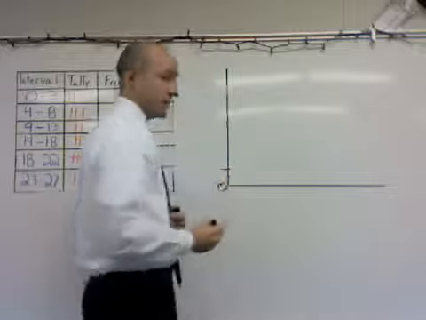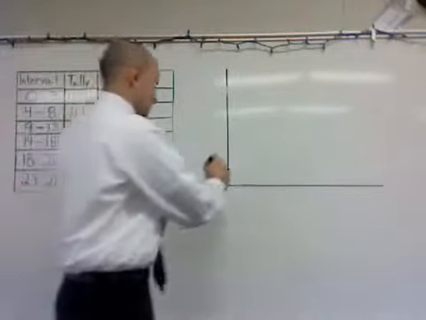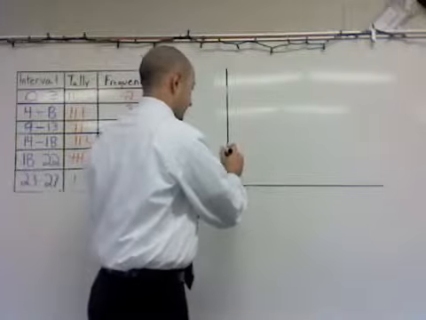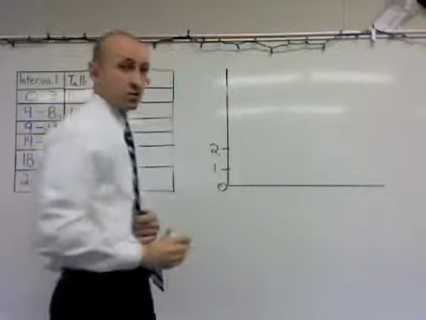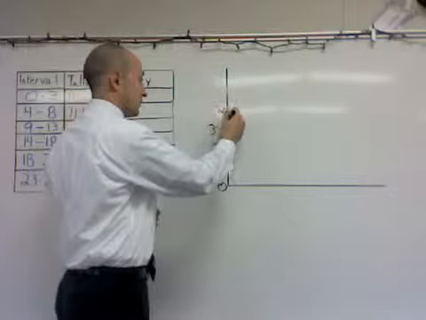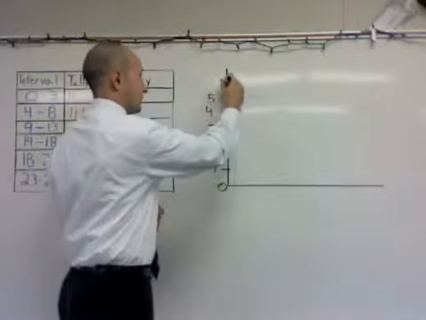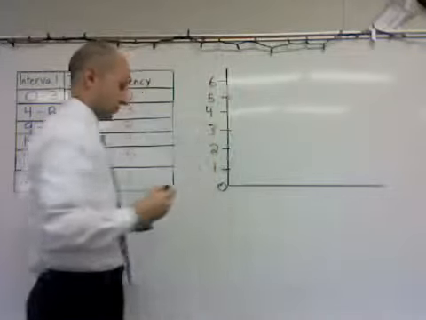So each one of the lines I make are going to represent a number from frequency. 1, 2 will go there. 3, 4, 5, and we'll finish with 6.